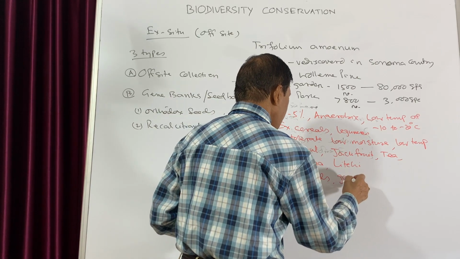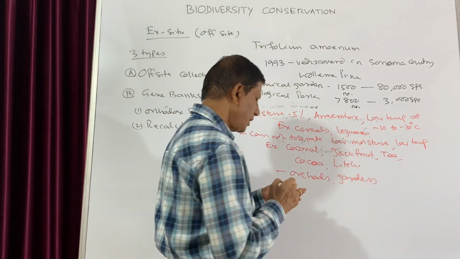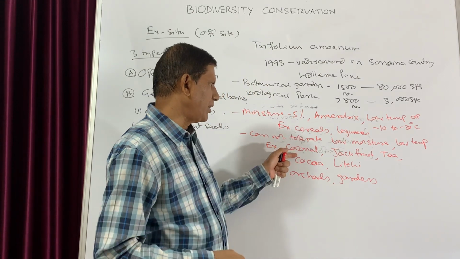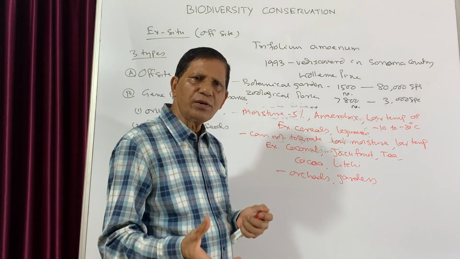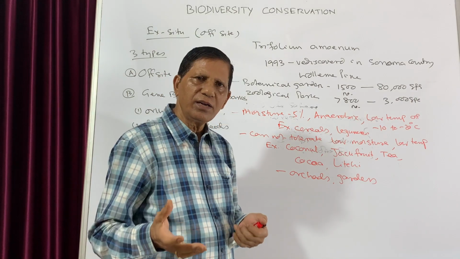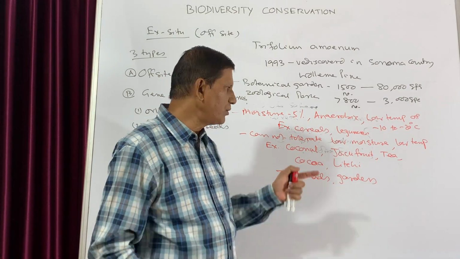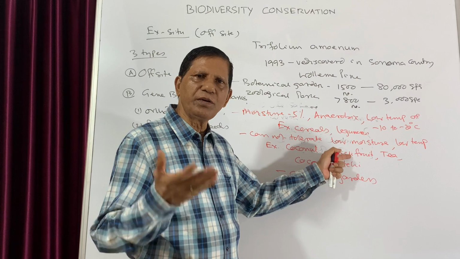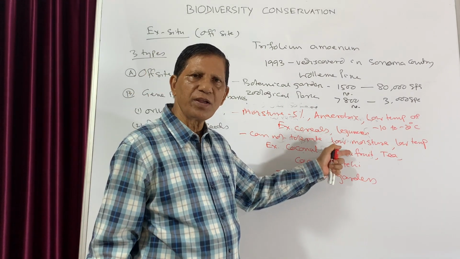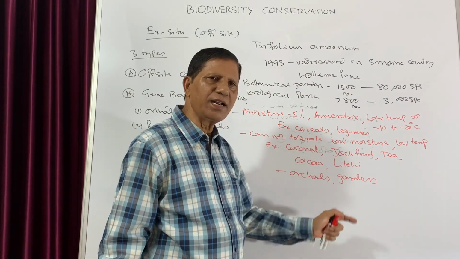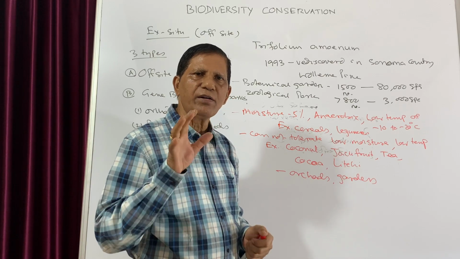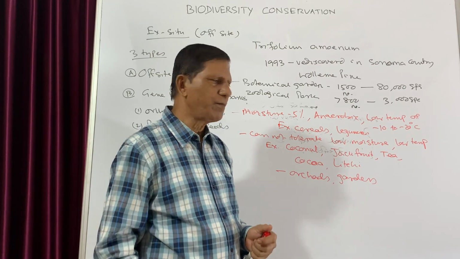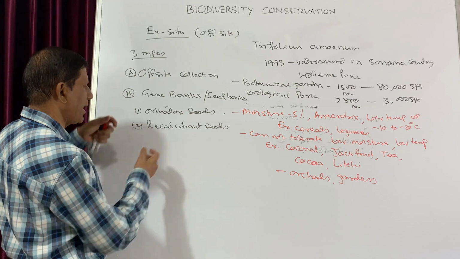or gardens. Suppose you take a coconut. If coconut grows into a tree, then for 50, 100 years it will survive. Jackfruit will survive for 50 to 60, 70 years. That means in the form of orchards and gardens, we can save the biodiversity, we can save the germplasm. This is known as gene banks.